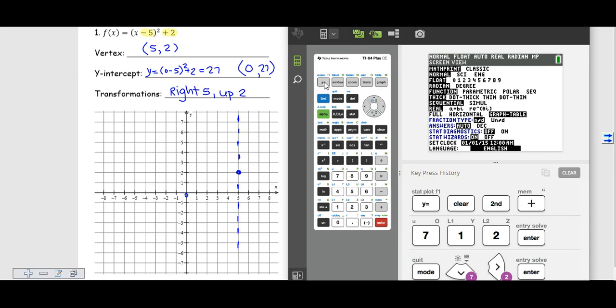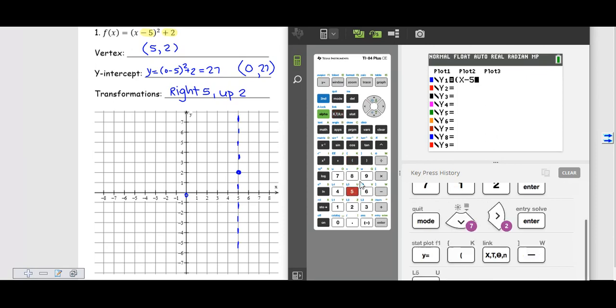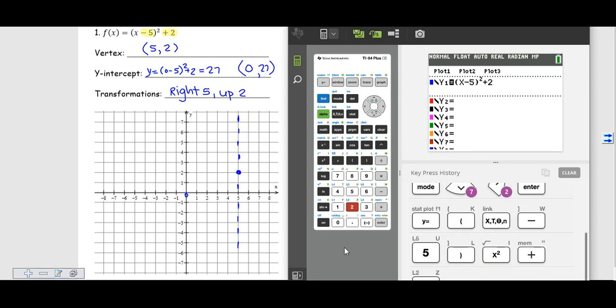So I'm going to go to the y equals, and I'm going to put my equation in this first line. Now, when you're entering the equation, you don't need to enter the y side of the equation, only the right-hand side. So I'll enter parentheses, x minus 5, parentheses, and I'm going to square it. You can use this x squared button to do that. Then I'll put plus 2. Once you have your equation entered, I want you to hit the graph button.